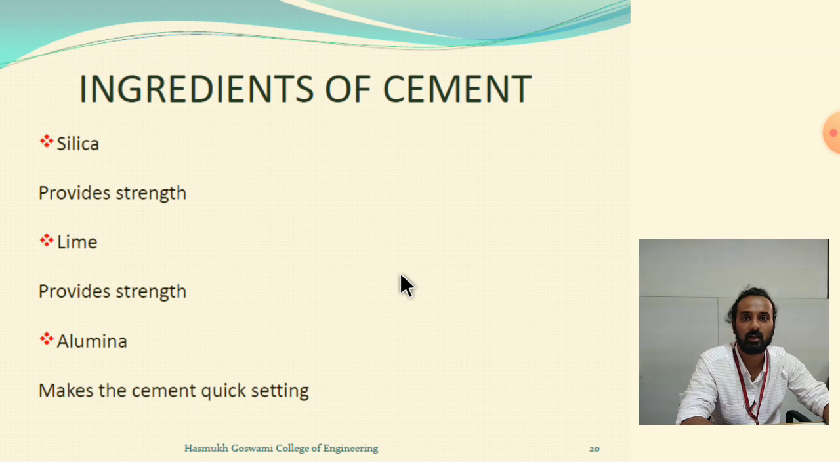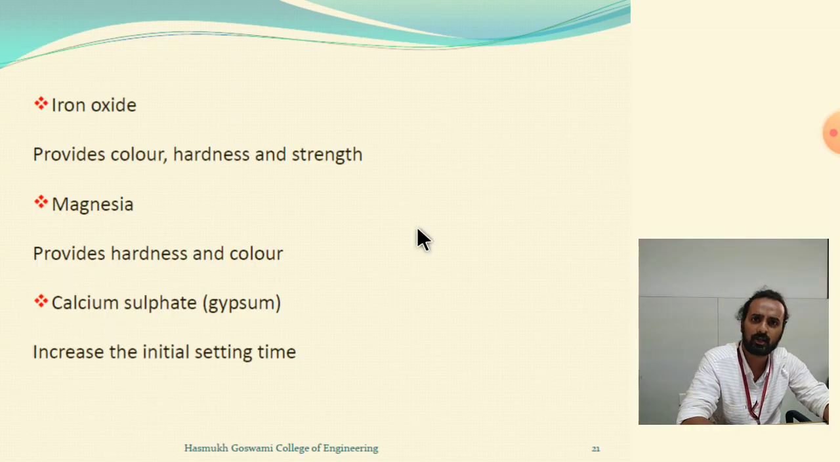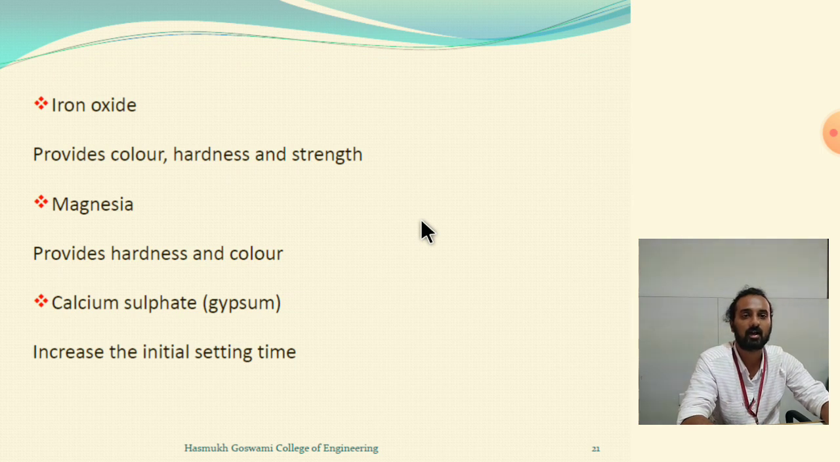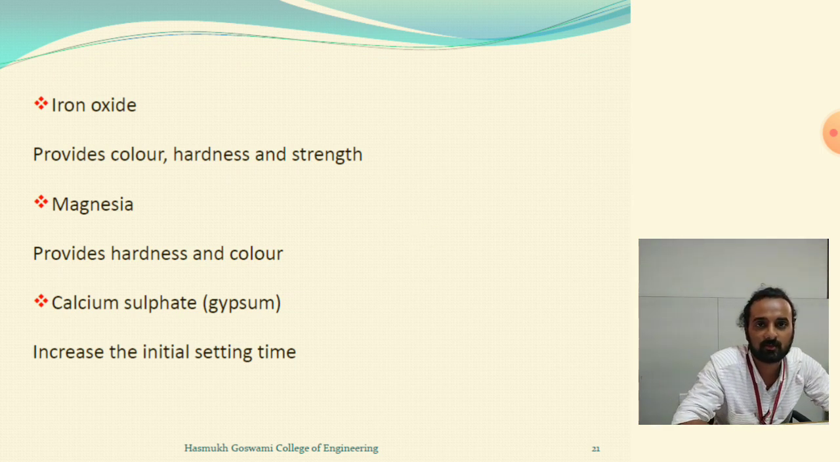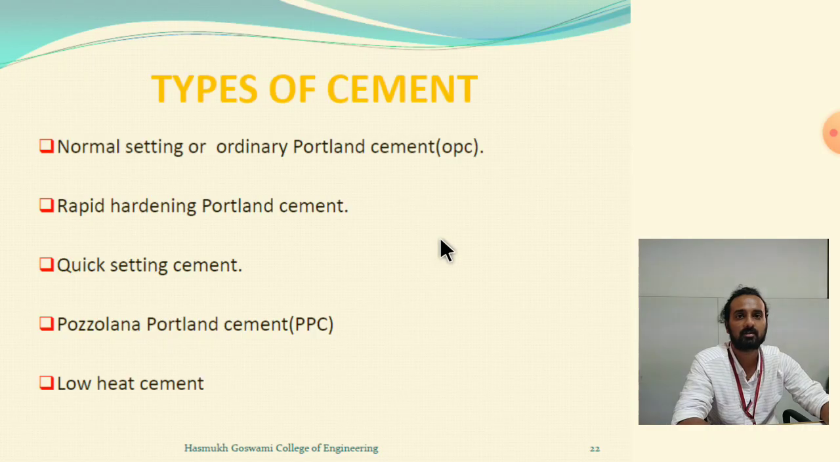These are some ingredients of cement, which are required to strengthen the cement and for better quality of the cement. The first one is silica, it provides strength. Second is lime, it also provides strength. Alumina makes the cement quick setting. Iron oxide provides color, hardness and strength. Magnesia provides hardness and color. Calcium sulfate increases the initial setting time.